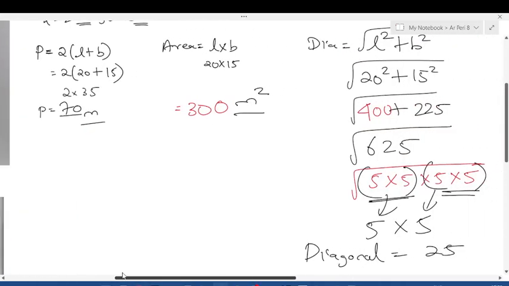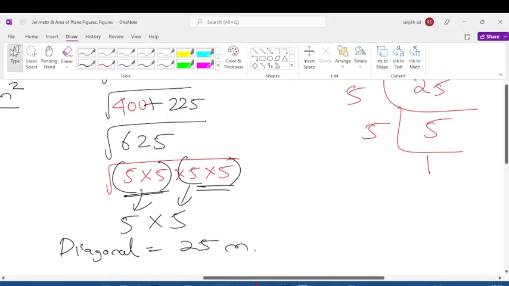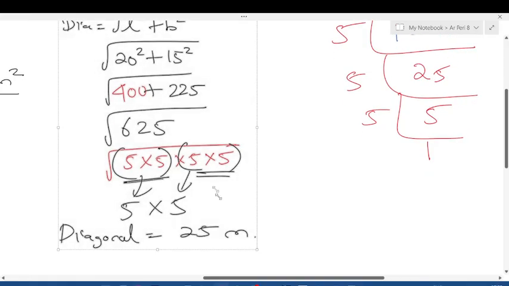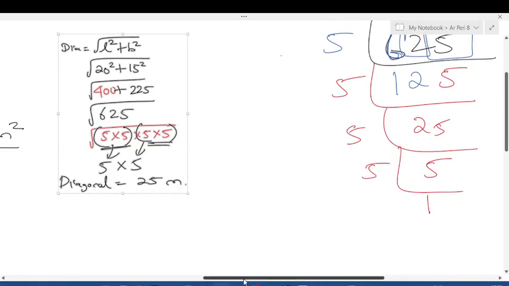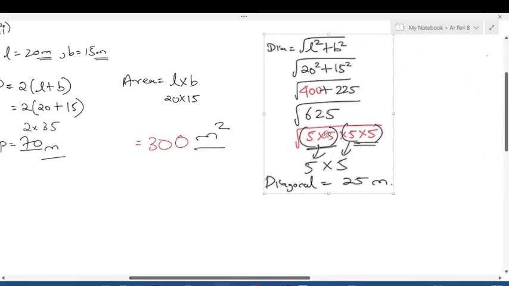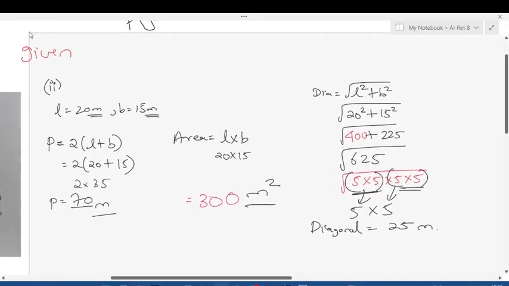Centimeter or meter? What's the unit given? Meter. This is the final answer. Is this clear? Did you understand how to solve? Okay. Fine, students. 25 meters square. See, we could have done more questions, but I had to teach you all the square root concept. The square root is very important. Next question. Shall we try the next one?